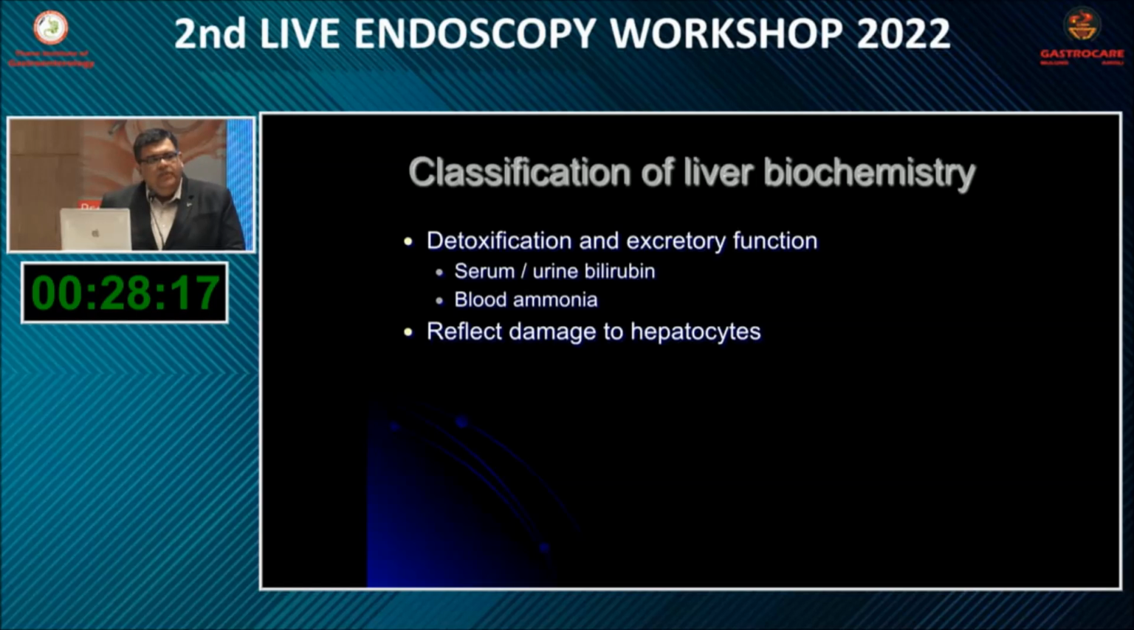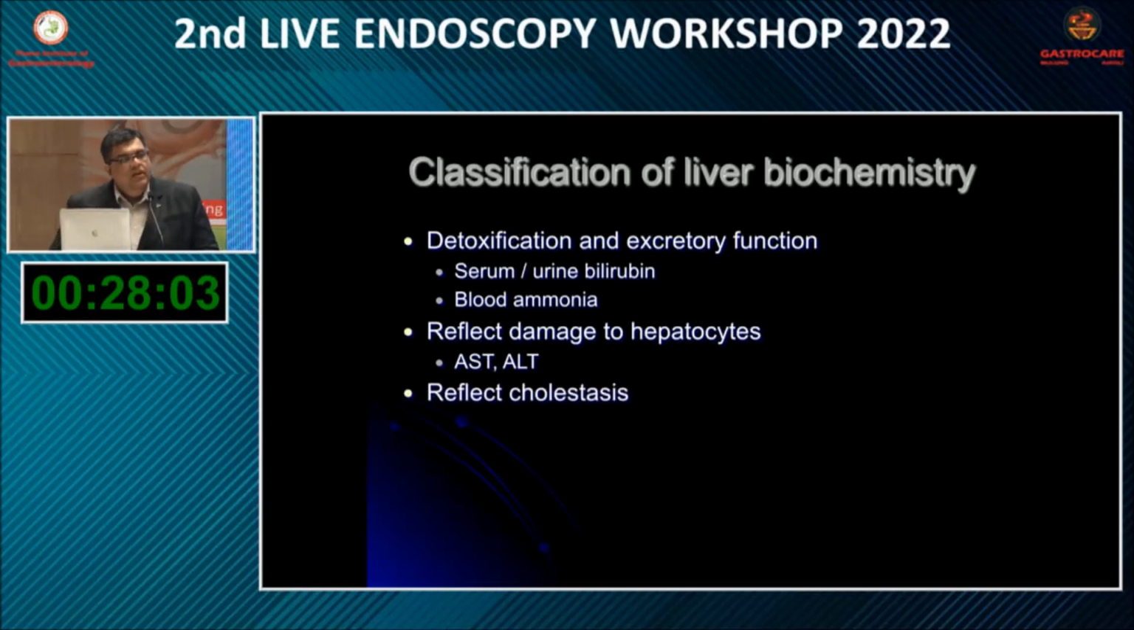The second group of tests do not really look at the liver function, but they look at how much damage is going on in the liver. And these tests are the SGOT, SGPT, what we now call AST, ALT. Then the third function of the liver is to form bile and to ensure flow of the bile. So the tests which reflect the flow of the bile from the liver into the bile ducts or within the bile ducts to the duodenum are alkaline phosphatase and gamma GT.